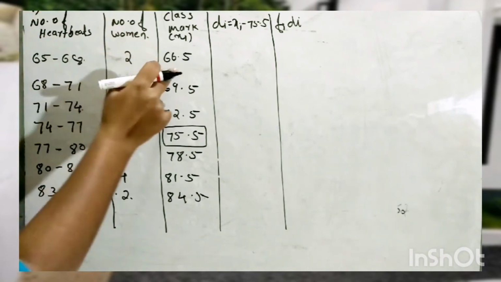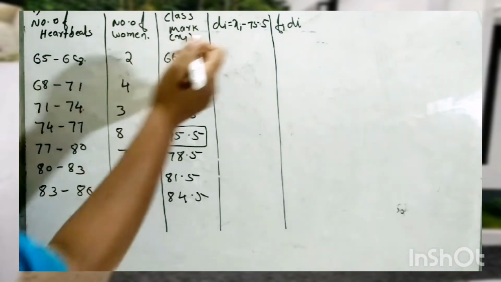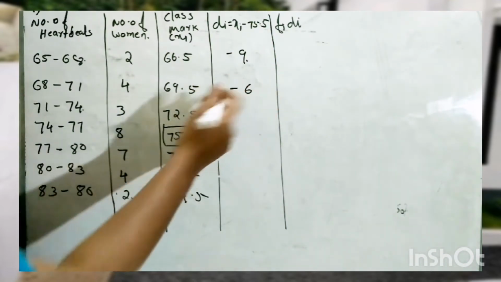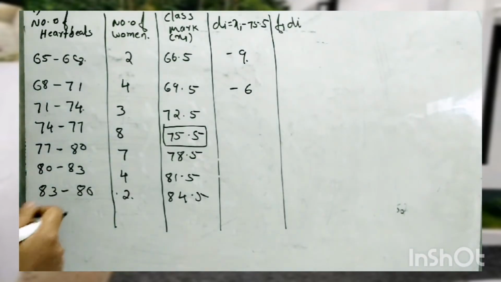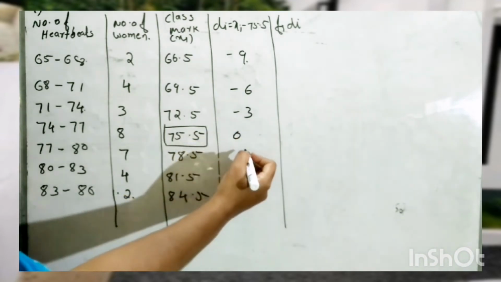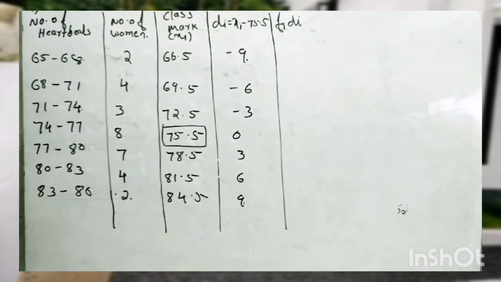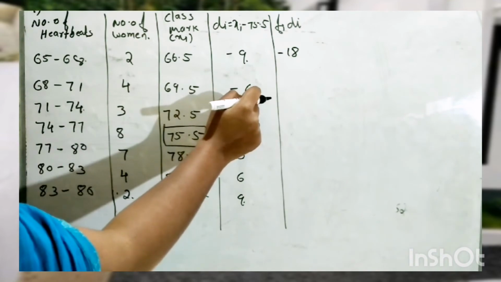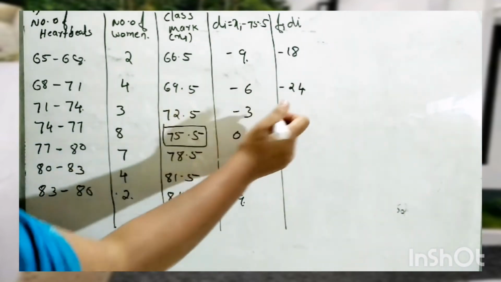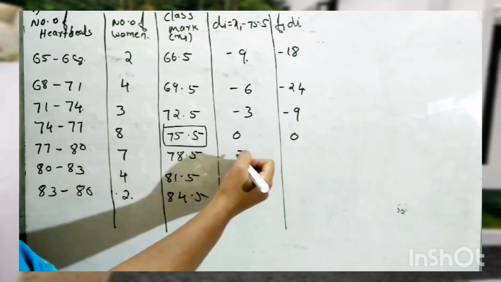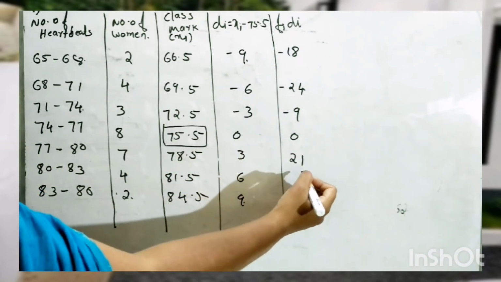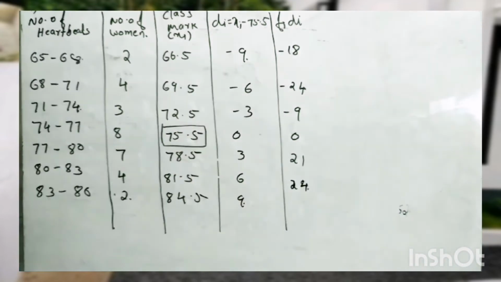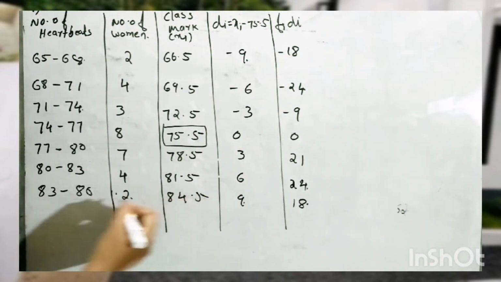So we will get xi, 66.5 minus 75.5, that is minus 9. 69.5 minus 75.5, minus 6. 72.5 minus 75.5, that is minus 3, and 0, 3, 6, 9. Now fi di: 2 into minus 9, minus 18; 4 into minus 6, minus 24; 3 into minus 3, minus 9; 0; 7 into 3, 21; 6 into 4, 24; 9 into 2, 18.